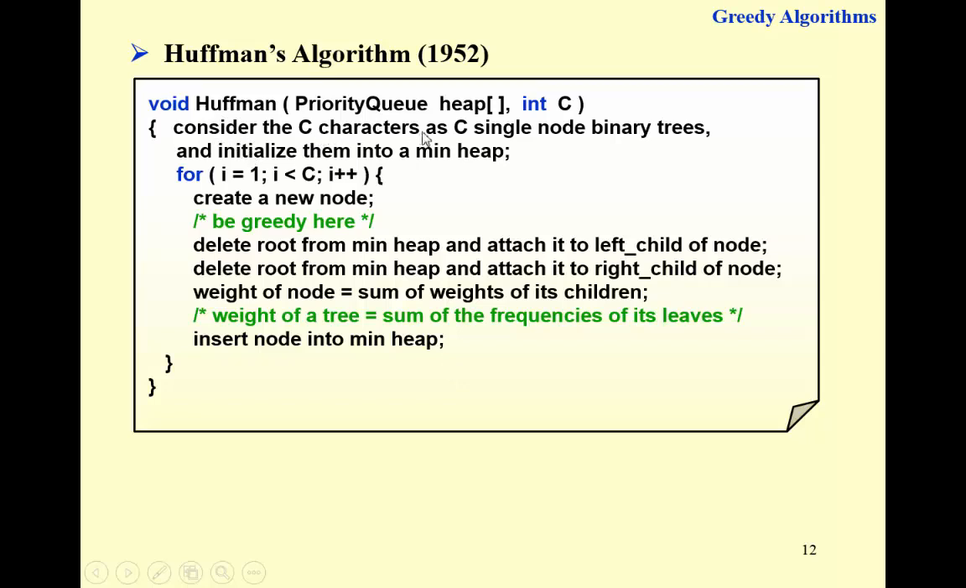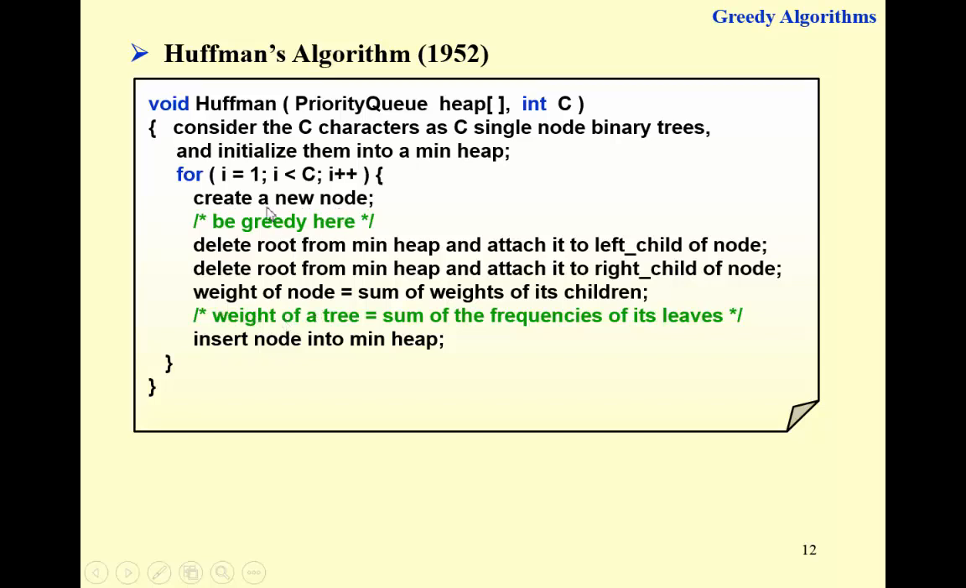Let's consider the C characters as C single node binary trees at the very beginning, and then we initialize them in a min heap, because every time we're going to need to find 2 nodes with the minimum frequencies. And then for each character, we're supposed to build a new subtree. So we create a new root for this subtree first. Now be greedy here. Delete 2 nodes from this min heap means we're supposed to get 2 nodes with the minimum frequencies and assign them to be the left and right child of this new node.